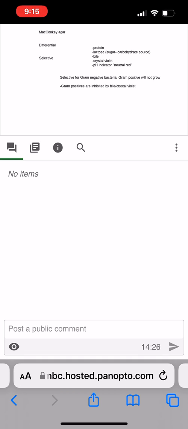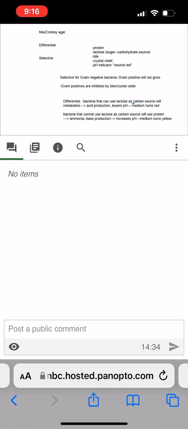E. coli, and I'll leave this up for a minute and then go back to the slide. So E. coli is both a gram-negative bacterium and uses lactose as a carbon source, so it's going to make the medium pink or red, and that's how we know that it's E. coli there, among other characteristics.